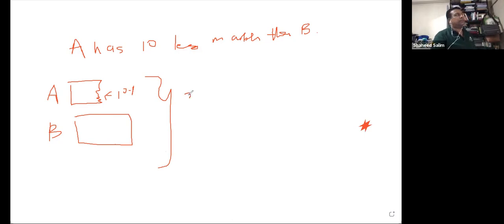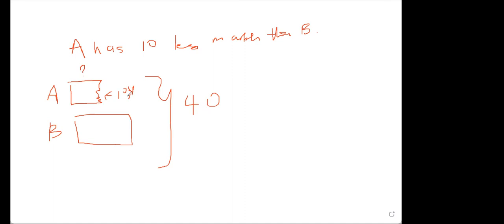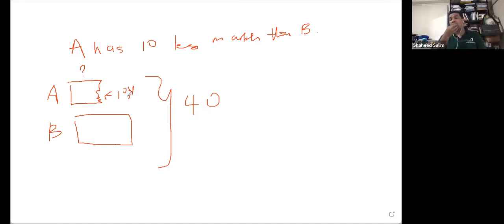Now let's say the total they have is, let's see, 35. No, not 35, sorry. 40. Can you find what is A? Can you find what is A? Then you can see this model. Cannot. Yeah, I think your computer not so good.